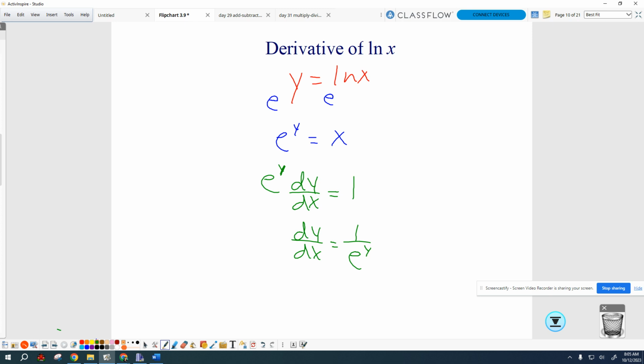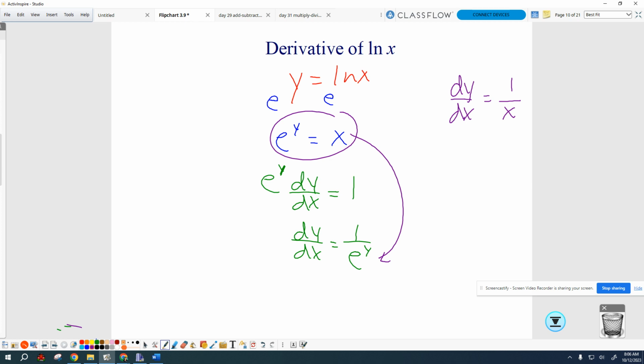And just like the trig one, I have the answer in terms of y. I don't want y. How do I get rid of it? Do I know what e to the y is? X. So the derivative of natural log of x is just 1 over x. That's pretty easy. e to the x is e to the x. Natural log of stuff is 1 over stuff. This isn't hard. Proving it was a little slick.